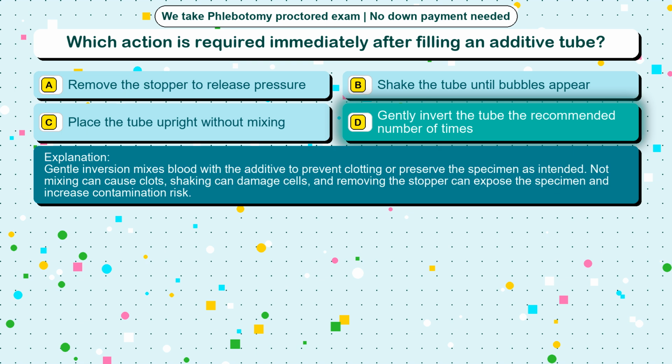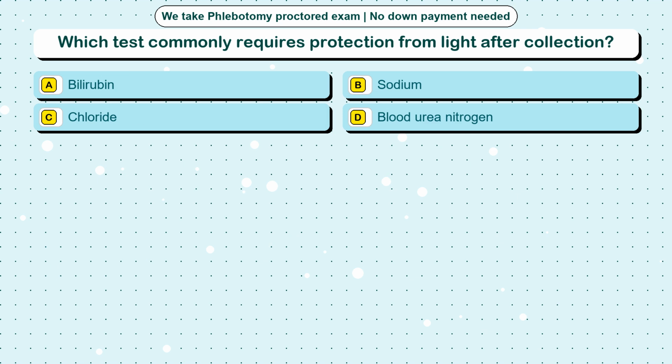Gentle inversion mixes blood with the additive to prevent clotting or preserve the specimen as intended. Not mixing can cause clots, shaking can damage cells, and removing the stopper can expose the specimen and increase contamination risk. Question 11. Which test commonly requires protection from light after collection?